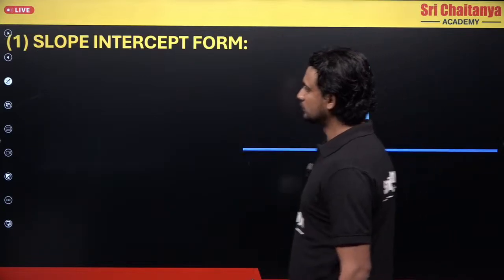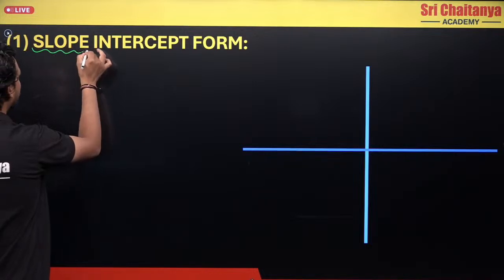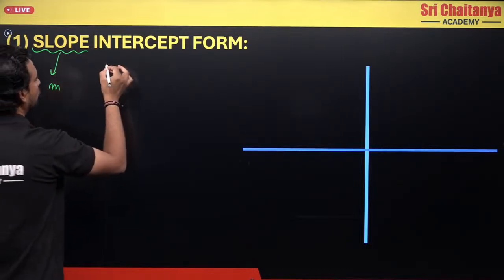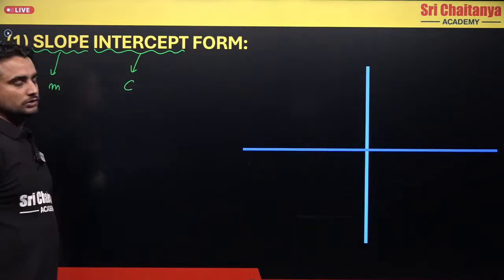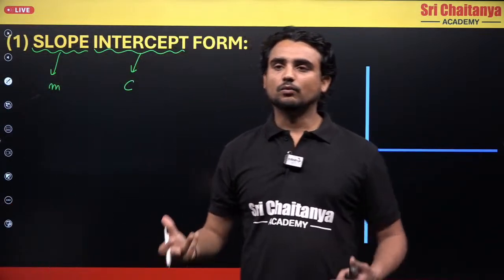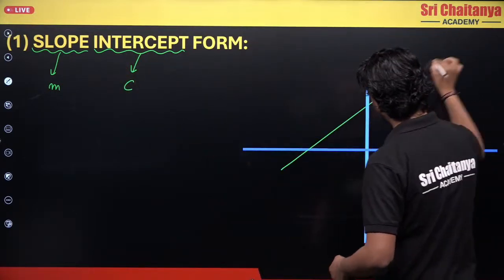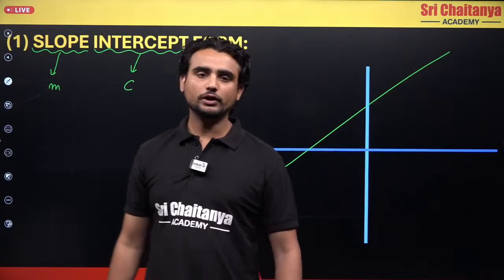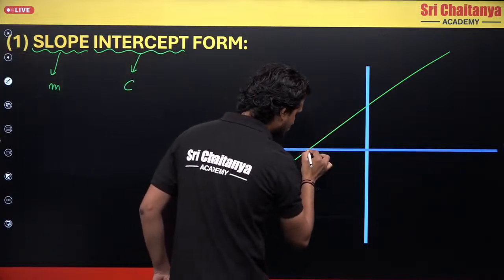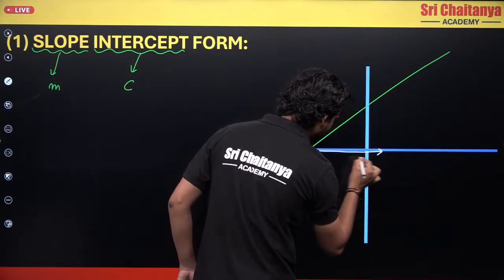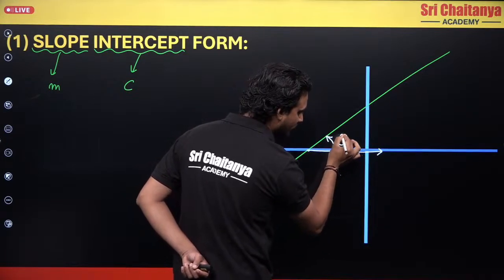Let's move forward to slope intercept form. What do you need? You need a slope m and you need an intercept. To find the equation of a straight line, you need a slope and an intercept. So let's make a straight line. I will find the point where it cuts the x-axis, draw a line along the x-axis, then from this extended line I move toward the straight line, and this angle is theta.